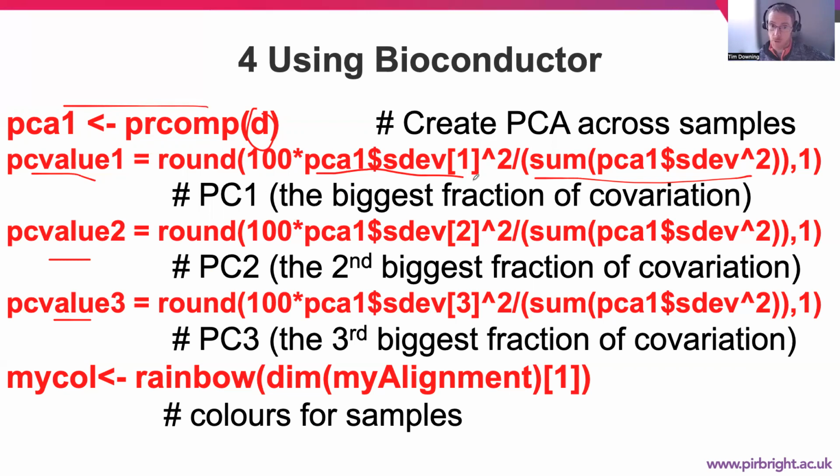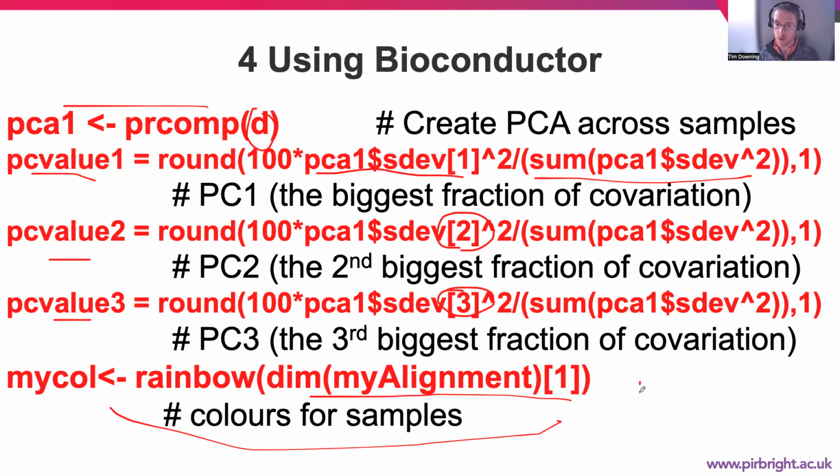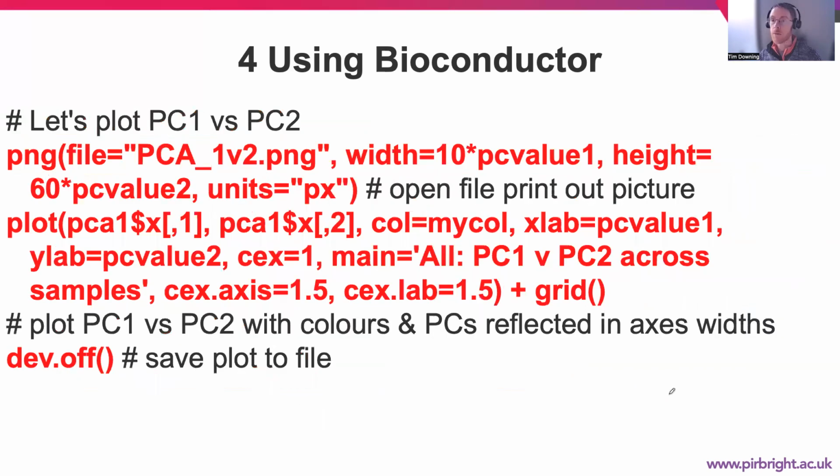And we do the same for PC2. Note here we got 1 and then we got 2 here instead because it's PC2. Same denominator as before. Then for PC3 it's 3 and so on if you want to go through all the PCs. But note after PC3, or even after PC1, you'll find the fraction of variation that's remaining is very, very small. And then we can assign colors for the samples if we want to as well. And that's taken from the dimensions of the alignment, which is just 41 in this case. And then we can plot out our values, and we'll talk about this more in the demonstration videos.